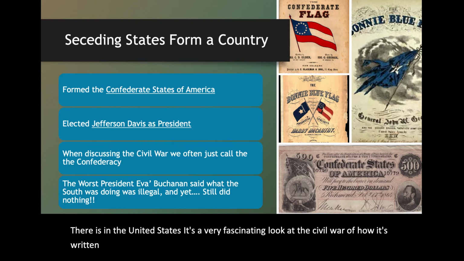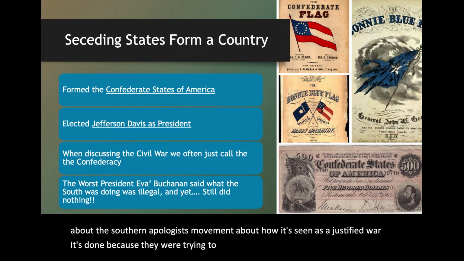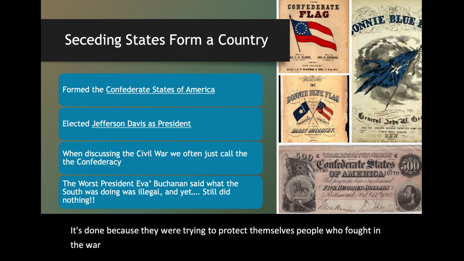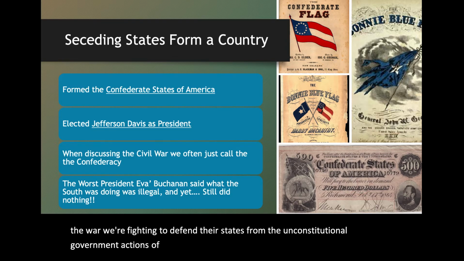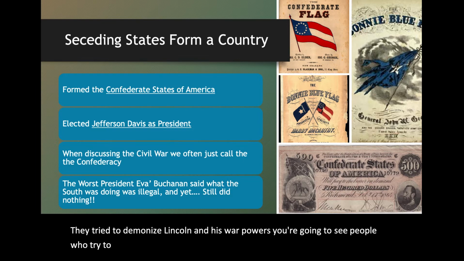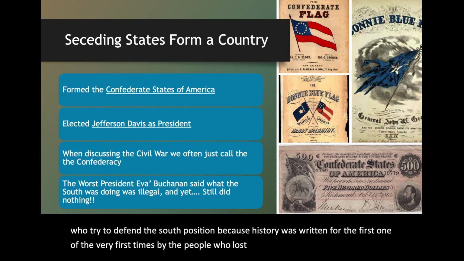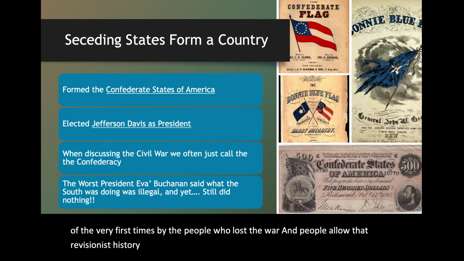There is, in the United States, a very fascinating look at the Civil War, of how it's written throughout history. At the end, you have what people frequently will talk about, the Southern Apologist movement, about how it's seen as a justified war. It's done because they were trying to protect themselves. People who fought in the war were fighting to defend their states from the unconstitutional government actions of Abraham Lincoln. They tried to demonize Lincoln and his war powers. You're going to see people who try to defend the South's position because history was written for one of the very first times by the people who lost the war. And people allowed that revisionist history to last for a very long time.